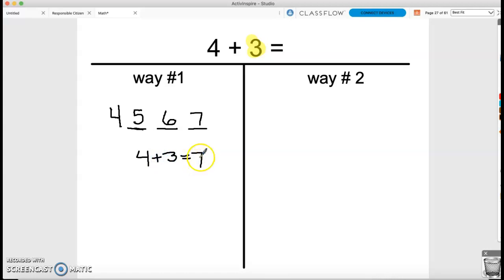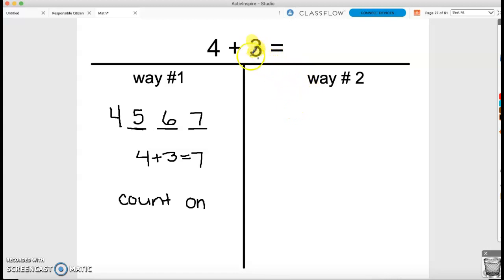Now I cannot use the same strategy. This strategy I used was count on. So I need to use a different strategy. Well, I notice that my numbers are very close to each other, and they are close to being a double. They aren't a double, so I cannot use a double. Those would be two of the same number.